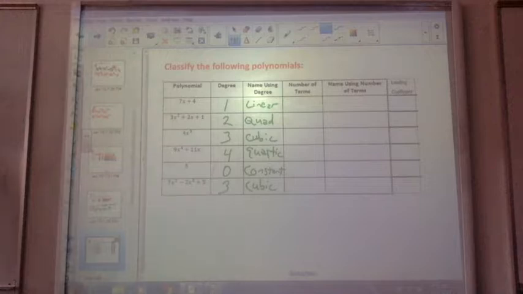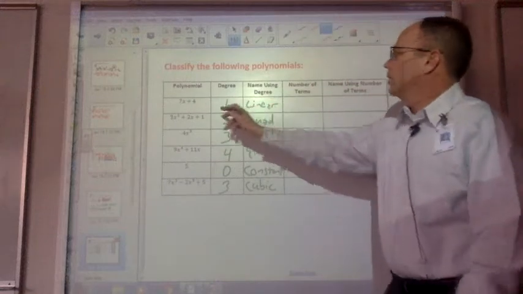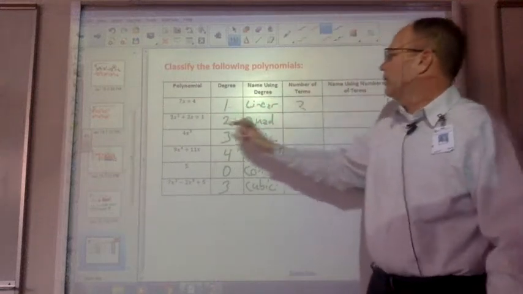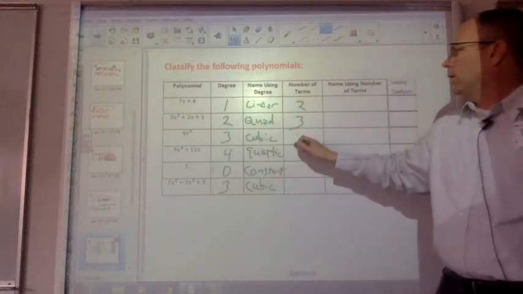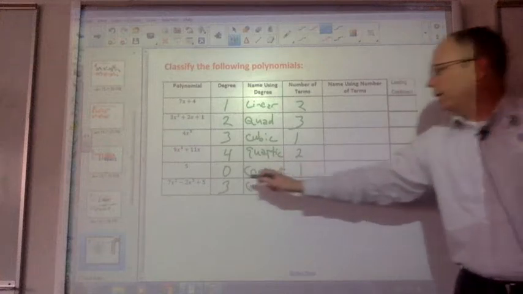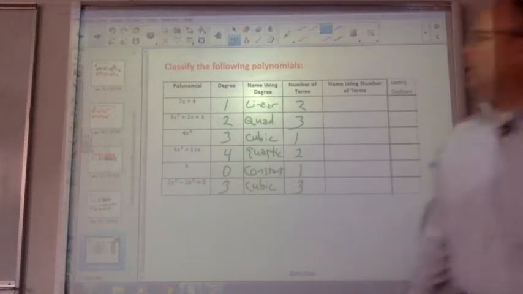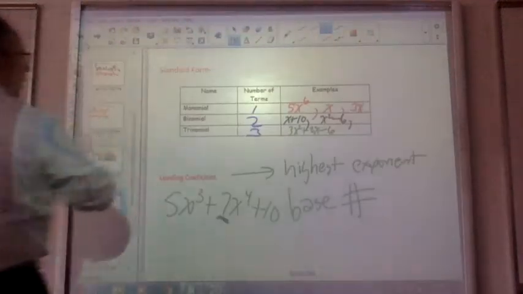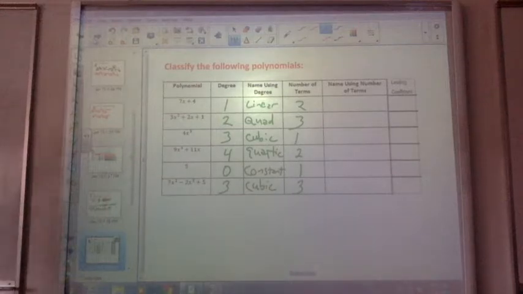Number of terms. Okay, so number of terms. How many terms are right here? 2. How many terms are here? How many terms are here? How many terms are here? How many terms are here? How many are here? Okay, so name by number of terms. That was back here: monomial, binomial, or trinomial.